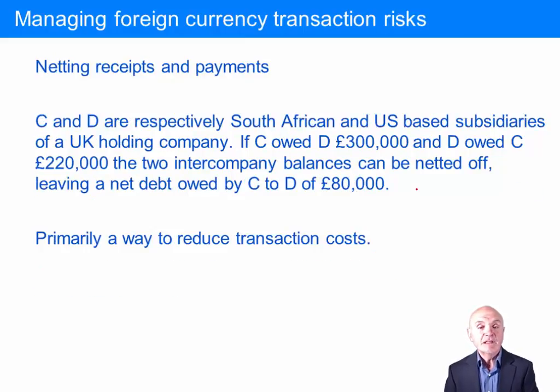Netting receipts and payments, very, very similar here. Here we have two subsidiaries. C and D are respectively a South African and US-based subsidiary of a UK holding company.